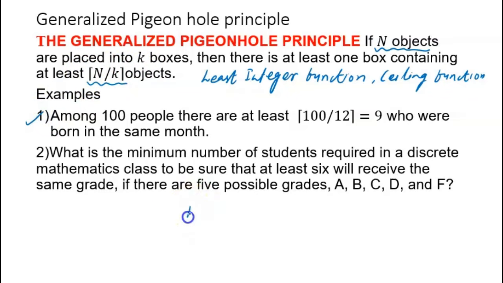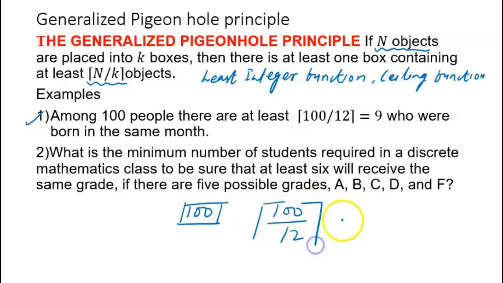Suppose we are taking any random 100 people, right? And out of those 100 people, I can guarantee that the ceiling of 100 by 12, the least integer function value, is equal to 9. So 9 of them will be born in the same month. I hope you understand what the least integer function is.